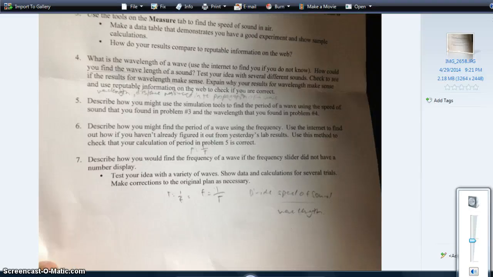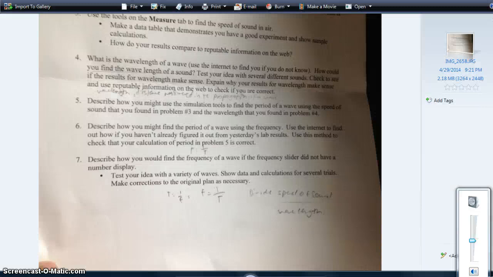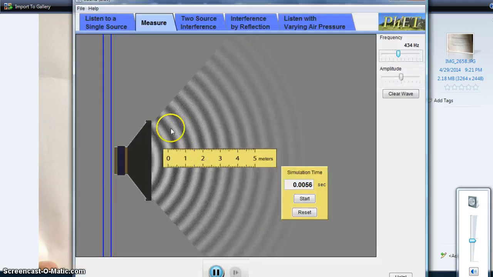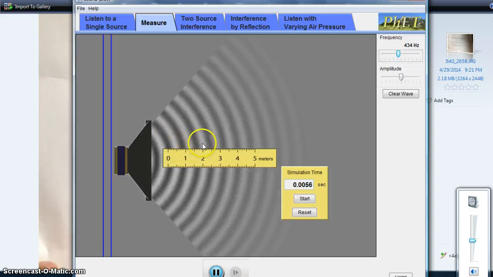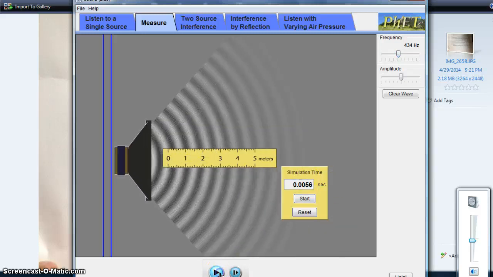So what we have to do is have different sets. What I got was dividing the speed of sound, which is basically 340.29, by the wavelength. Or we could do T equals 1 over f, where we find the frequency, or f equals 1 over T. Or even better, we could just use the frequency and the numbers, and just divide them. That's it. So yeah, that's it.